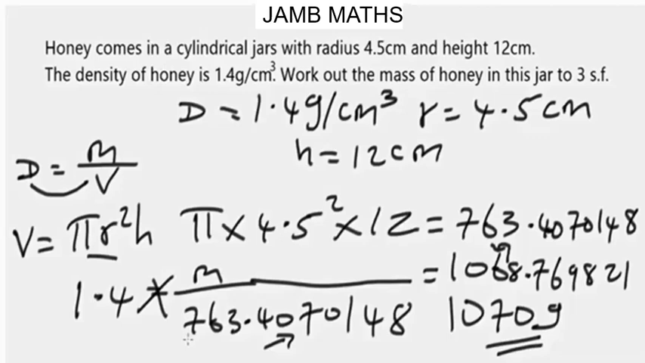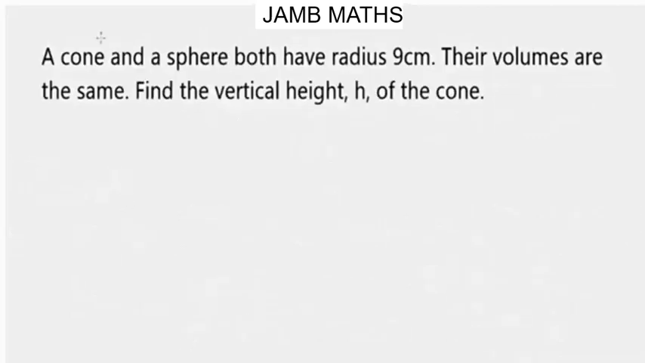Okay, so let's wipe this. Okay guys, look at this question. It says a cone and a sphere both have radius 9 cm. Their volumes are the same. Find the vertical height h of the cone. Now feel free to pause this video and see if you can figure this out.